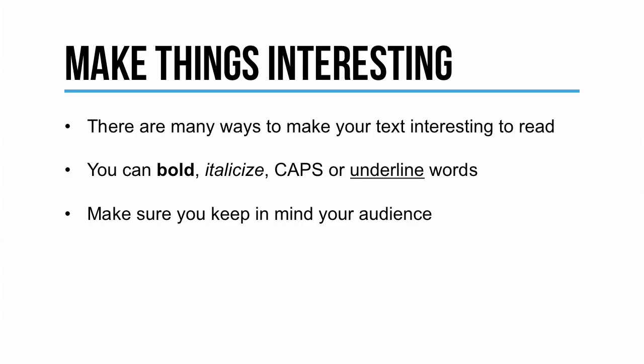In this video, I'm going to be talking about text decoration. And text decoration is a great way to make your copy easier to read and in many cases more interesting. So there are many ways to make your text more interesting to read. You can bold certain words, italicize words, put words in all caps, or underline words. And not only does this add emphasis to certain words in your copy, but it also just makes it more approachable if your audience wants to read it. And it makes it look more fun and engaging.